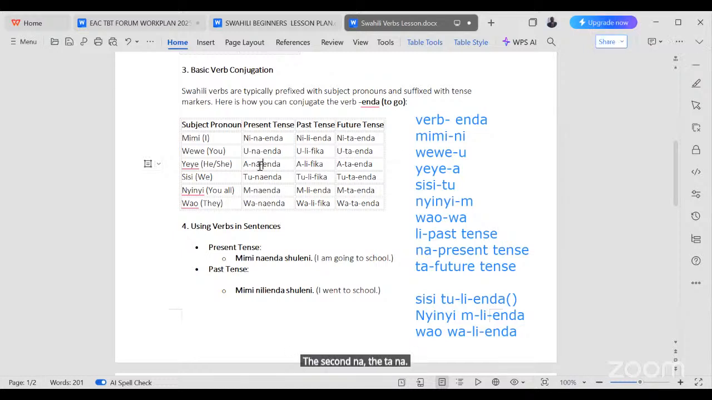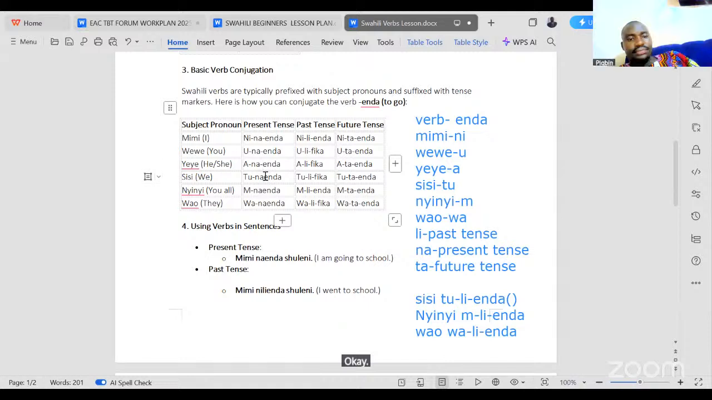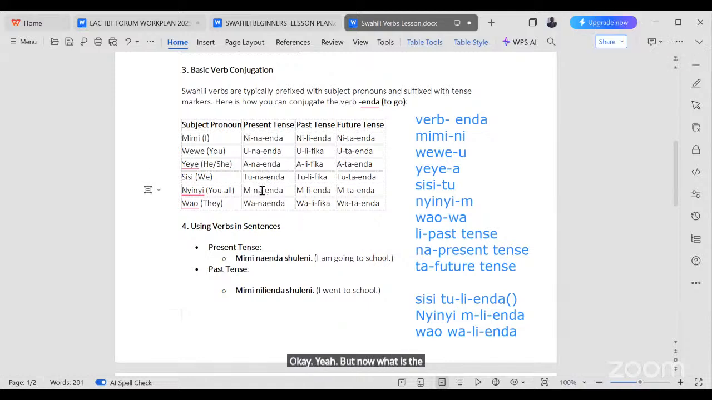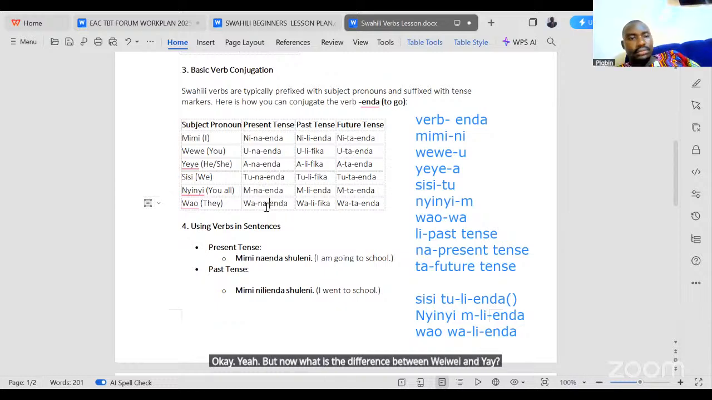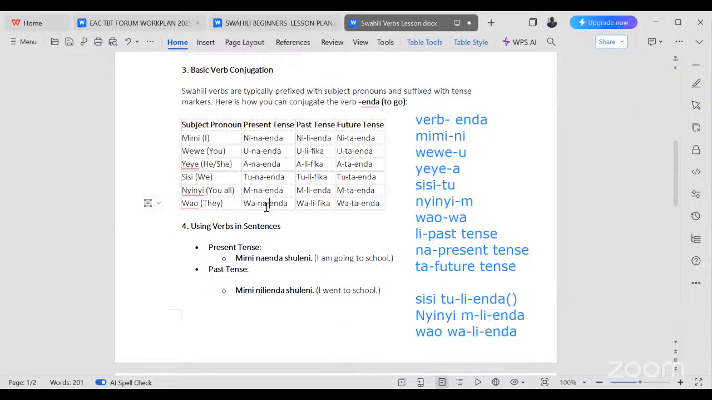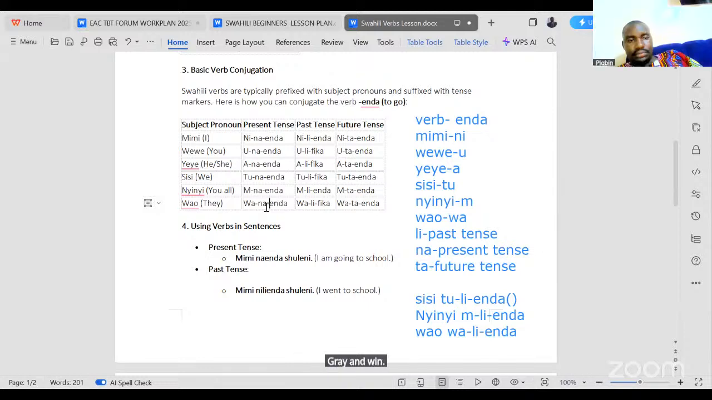Okay. Is it a bit better now? Yeah. Okay, now what is the difference between wewe and yeye? Wewe and yeye. What is the difference?